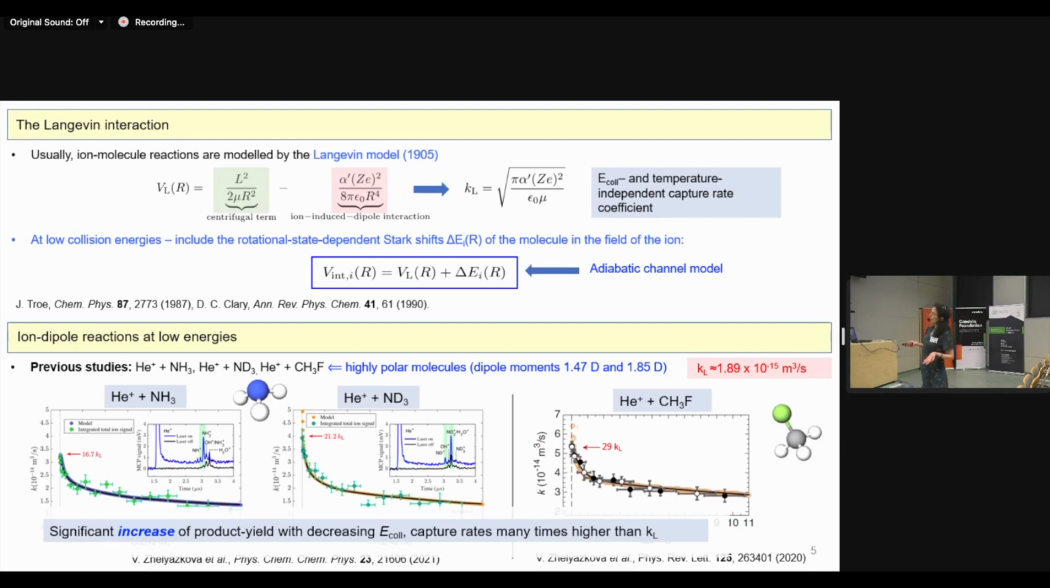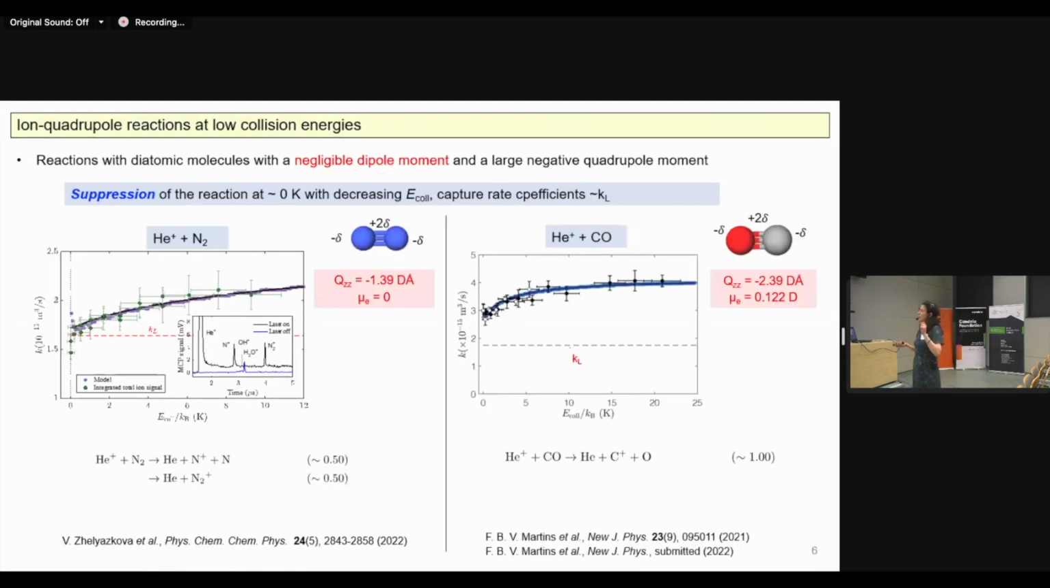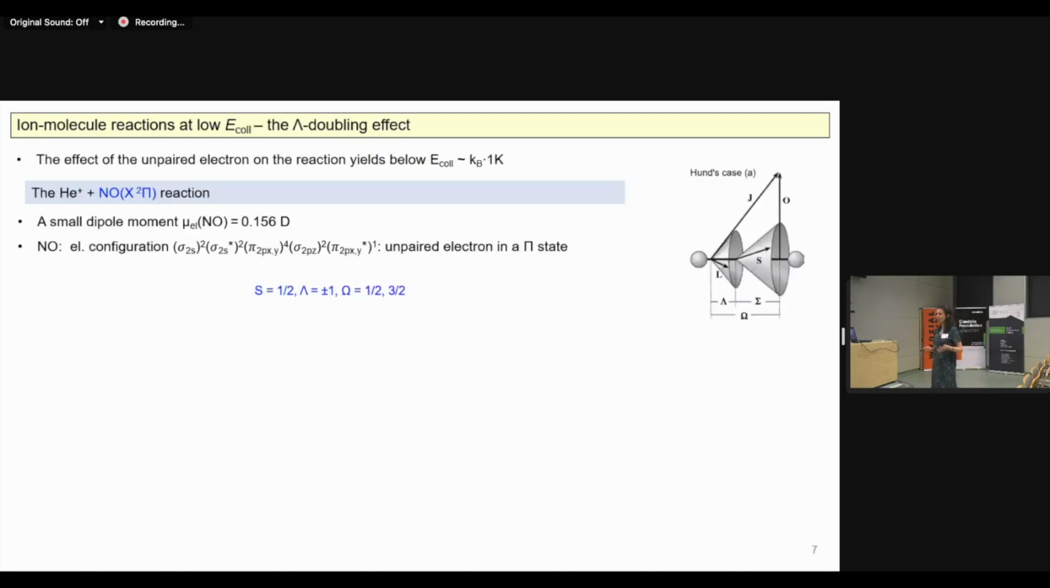As a second type of reactions, we had also looked at molecules which have a negligible or no dipole moment, such as nitrogen, which you see on the left, or carbon monoxide, which has a really small dipole moment. In these systems, we actually saw the exact opposite effect. As we decrease the collision energy, the reactivity is suppressed at 0 Kelvin. What I want to focus on today, however, is a different system, which is kind of a bridging point between the two cases. And it is the reaction between helium and nitric oxide.